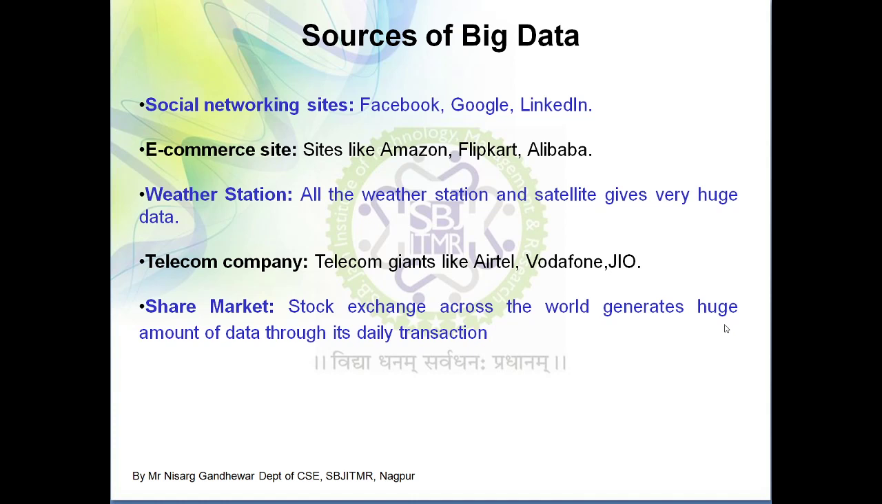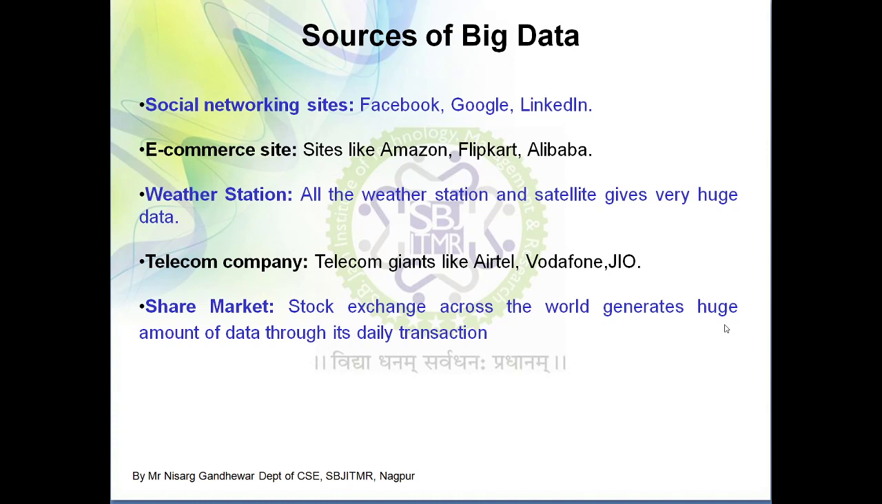Then the next one is telecom companies. Telecom giants such as Airtel, Vodafone and Jio have various plans and customer data. They also generate a huge amount of data: customers post their queries, companies share various plans and try to solve the queries posted by customers. So ultimately they also generate a huge amount of data, and telecom companies are treated as another source of big data.